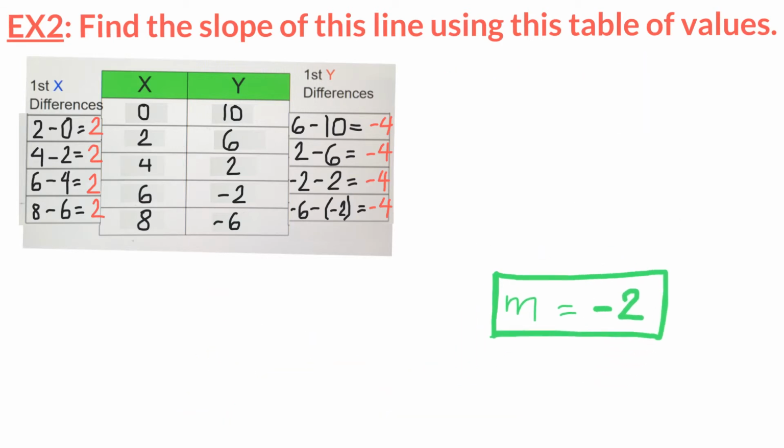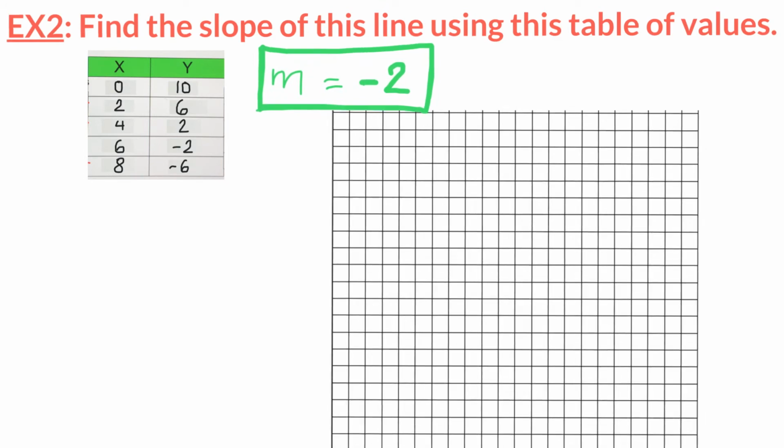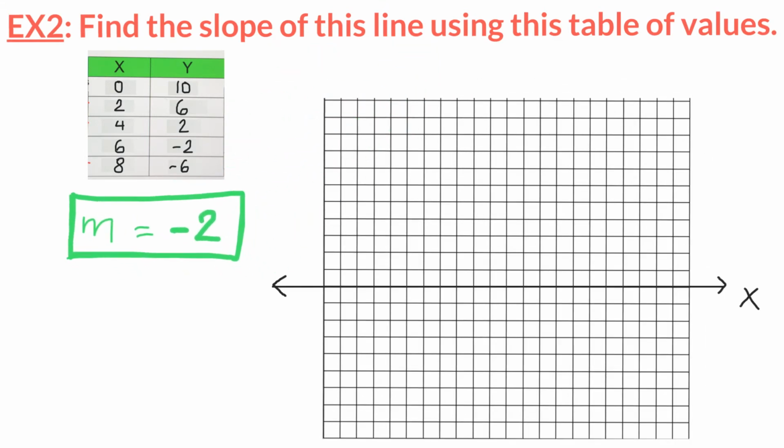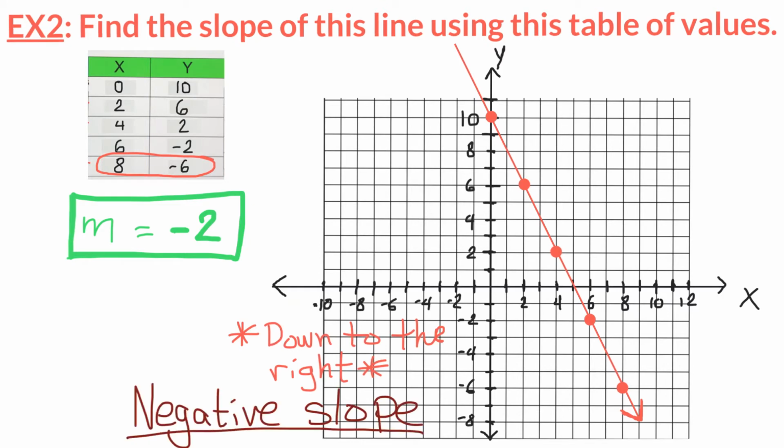Let's plot these points and look at how the line looks. First, we draw the x-axis. Then we draw the vertical y-axis. Now let's plot the points. (0, 10) is here. (2, 6) is here. (4, 2) is here. (6, -2) is here. (8, -6) is here. Now let's connect all these dots with a straight line. Notice that this line is going down to the right, which means it is a negative slope.